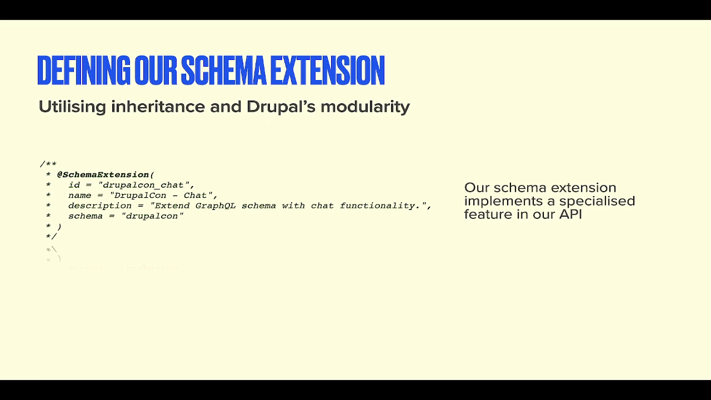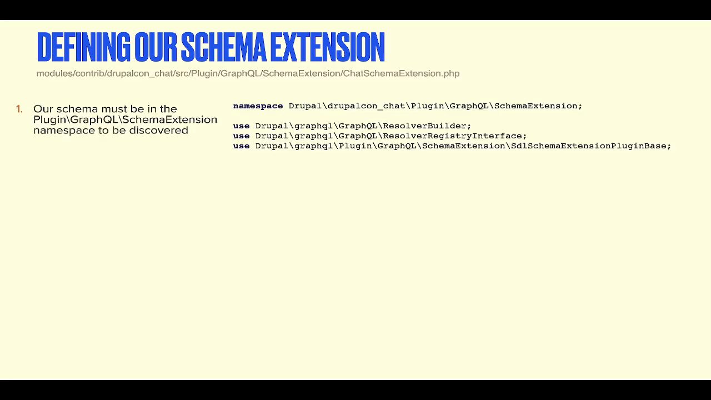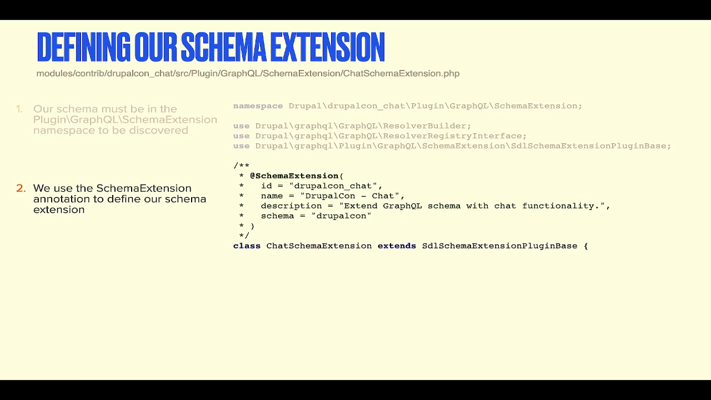This is another plugin, so let's create a plugin file. This goes in the plugin GraphQL schema extension namespace. We pull in some things from the GraphQL module again, and we define our plugin class using the schema extension plugin base class. The annotation we add here is almost the same as the one for the base schema. We again add an ID, a name, and a human readable description. But what we also specify here is the base schema that we're extending. So that's where our DrupalCon ID comes back. And that's how the module knows when loading the DrupalCon schema that it has to include this schema extension as well.